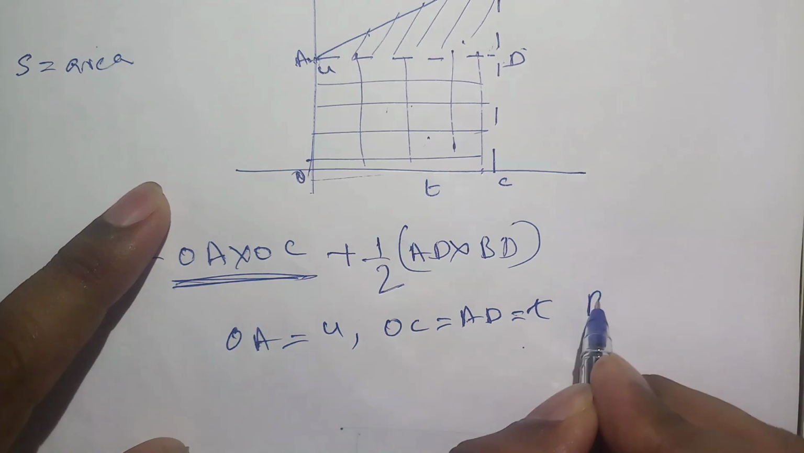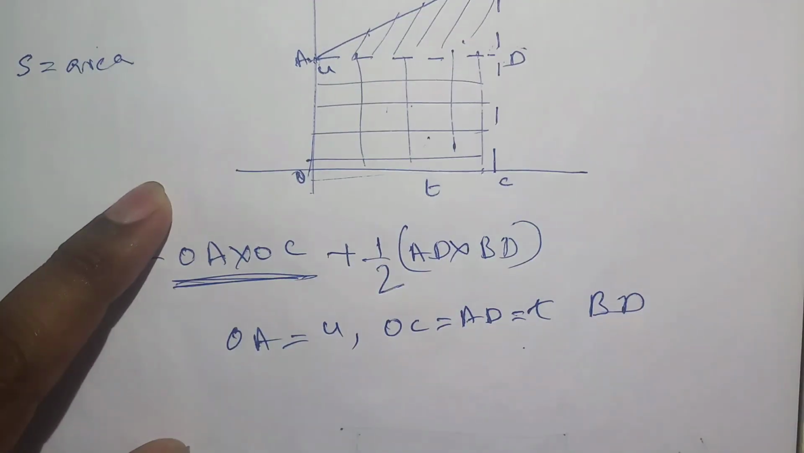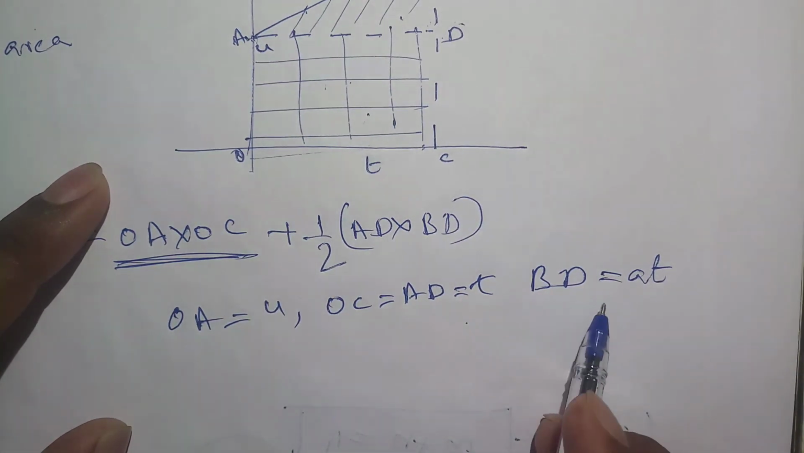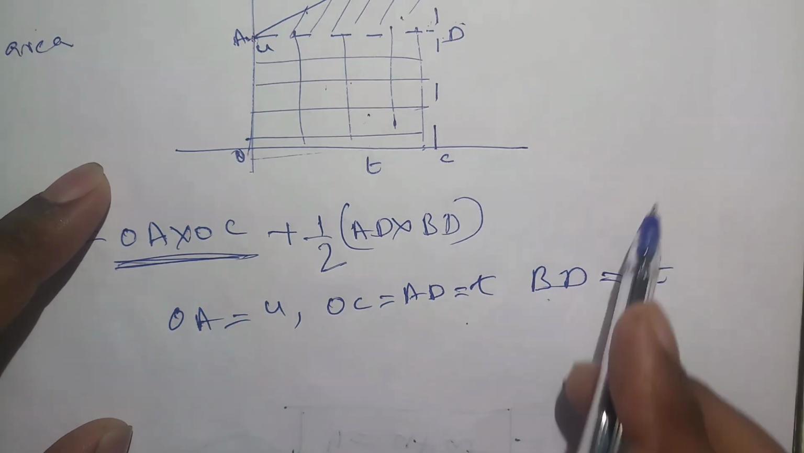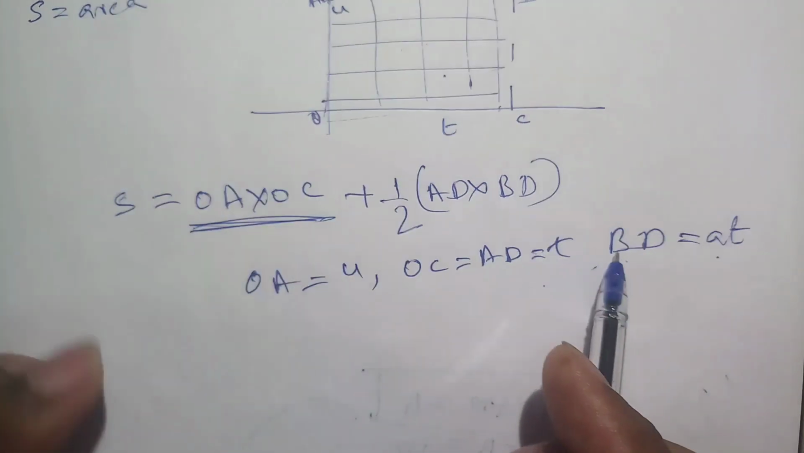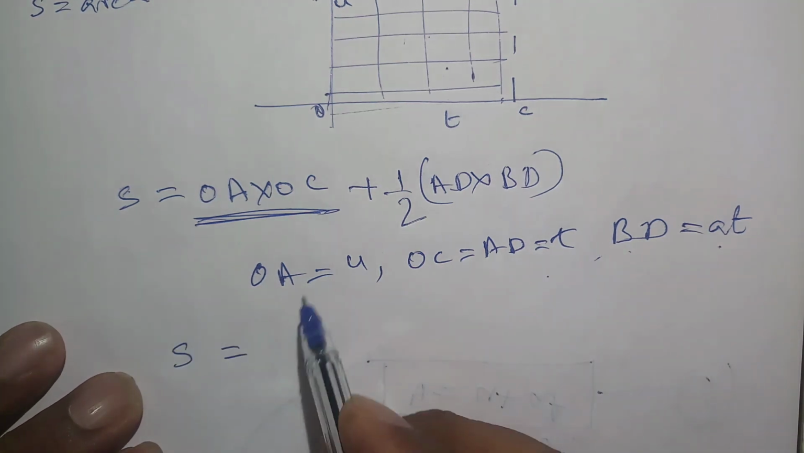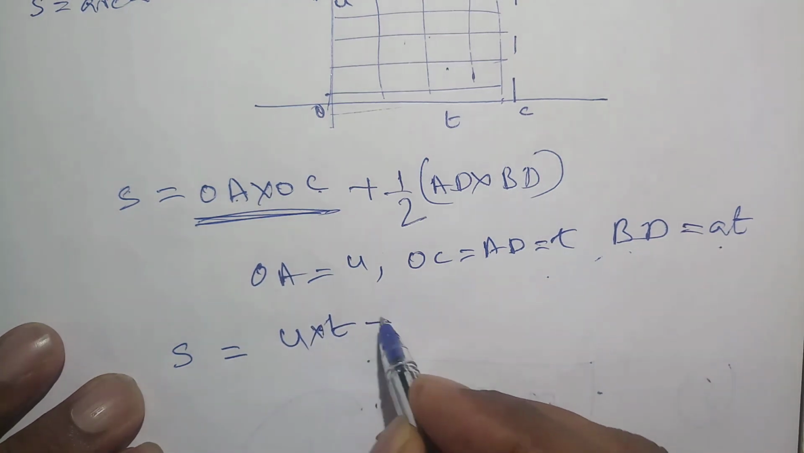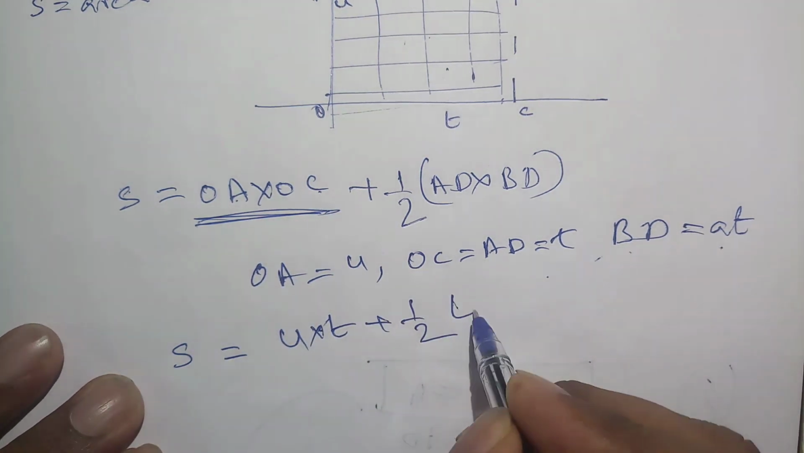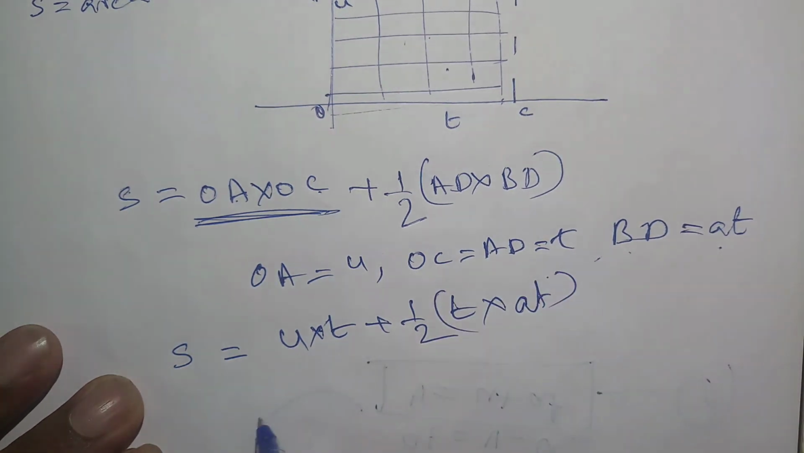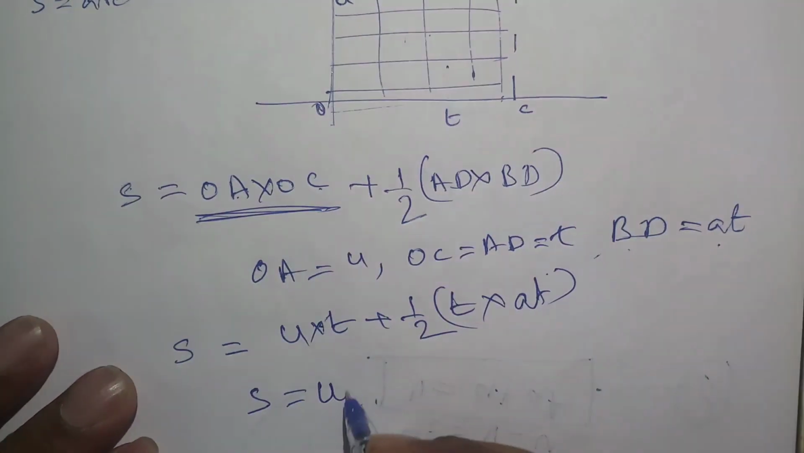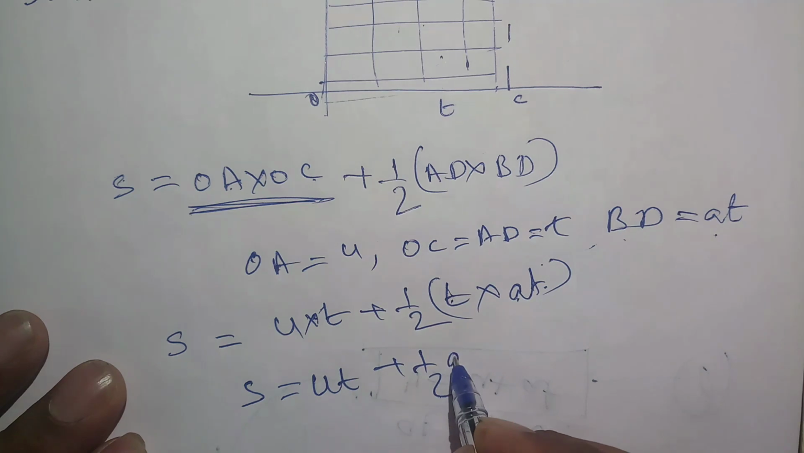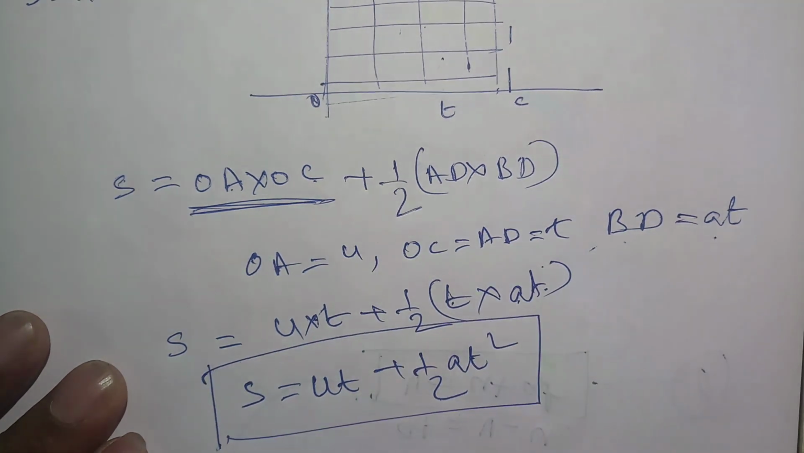Now next is BD. What is BD? In the previous derivation we already found BD is equal to AT. If you remember that, you can write BD is equal to AT, no need of deriving again. Now substitute all these things in this equation. S is equal to U into T, plus half into T into AT. Or S is equal to UT, plus half, here AT is there, one more T is there, so it will become AT square. Very simple. Directly we got the equation.